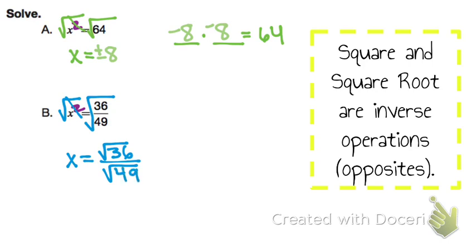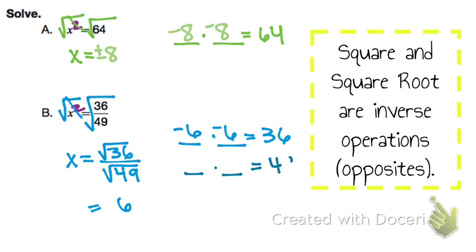So again, we're going to follow that process. What number multiplied by itself gives us 36? If you go through the options, you'll see it's 6 times 6 is 36. But also negative 6 times negative 6. Now let's do the same for 49. What number multiplied by itself gives us 49? 7. And also negative 7. So our answer is positive or negative 6/7.